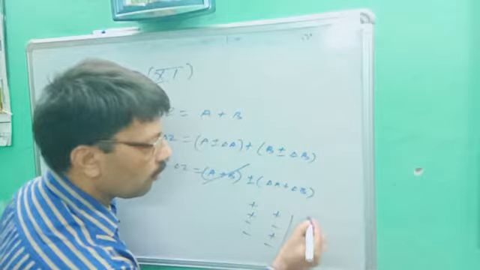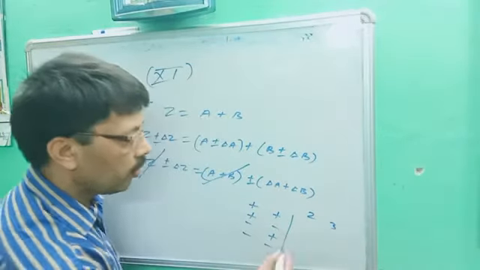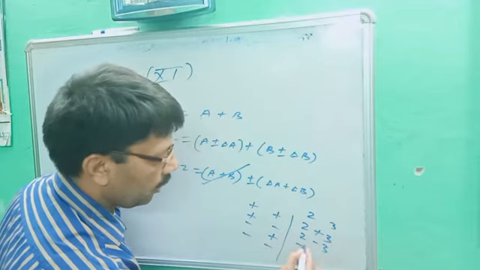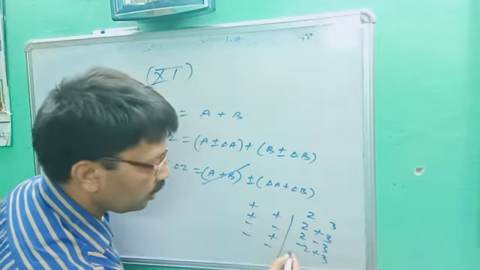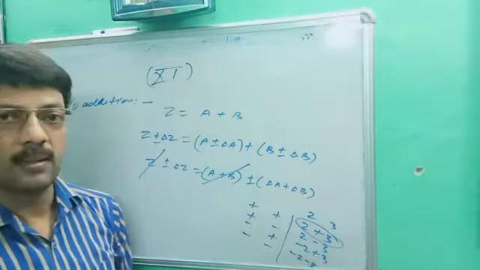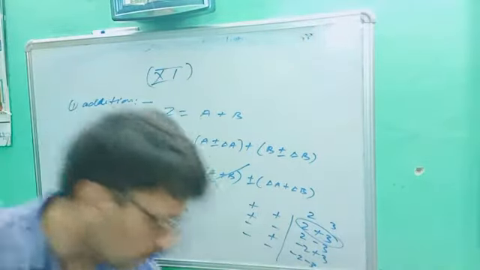So let's suppose your values are given 2 and 3. When will it be more? We are taking 2 plus 3, 2 minus 3, minus 2 plus 3, and minus 2 minus 3. So you should know that it is the maximum error. It will create the maximum error. So we are thinking about maximum error.